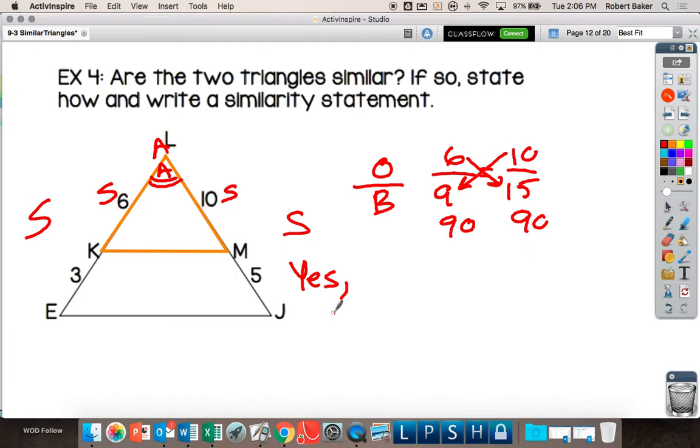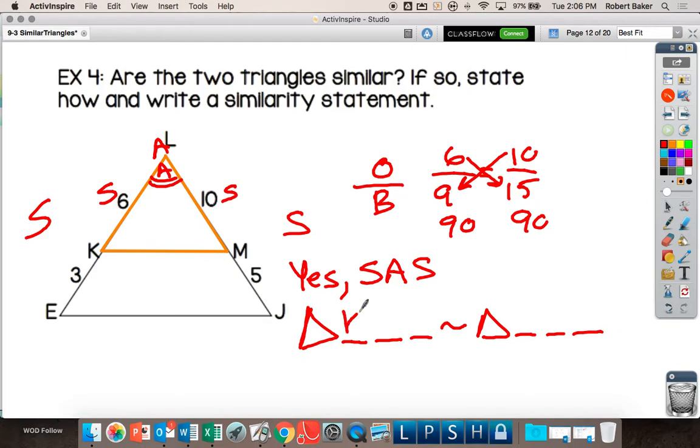And why are they similar? Side angle side. And then I get to do the similarity statement. I'm going to go ahead and name the orange triangle for you. K, L, M. I went like this. Boom, boom, boom. It is your job to follow my instructions. I named the black triangle. ELJ. Perfect.